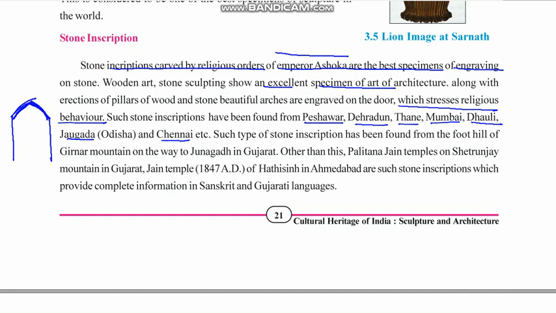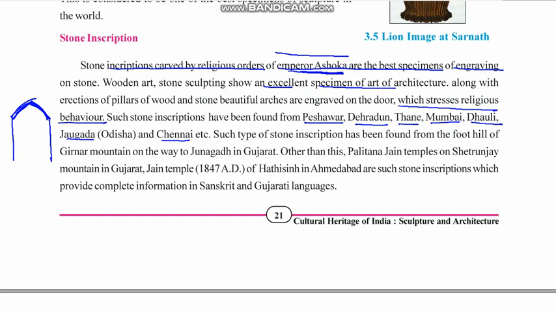So you can see this kind of architecture is spread all around India and not concentrated at one place. So that shows that King Ashoka was very serious about spreading the knowledge of Buddhism into all parts of India.